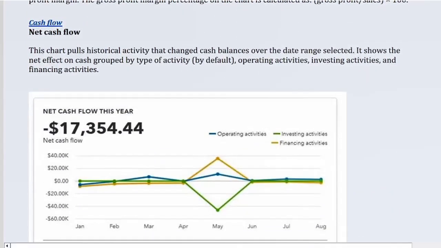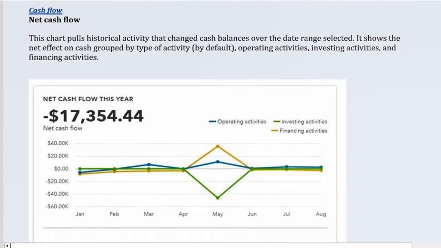Cash flow. Net cash flow. This chart pulls historical activity that changed cash balances over the date range selected. It shows the net effect on cash grouped by type of activity. By default, operating activities, investing activities, and financing activities.